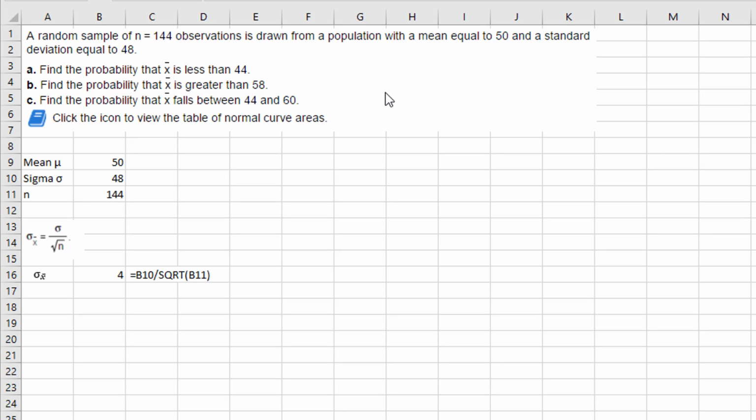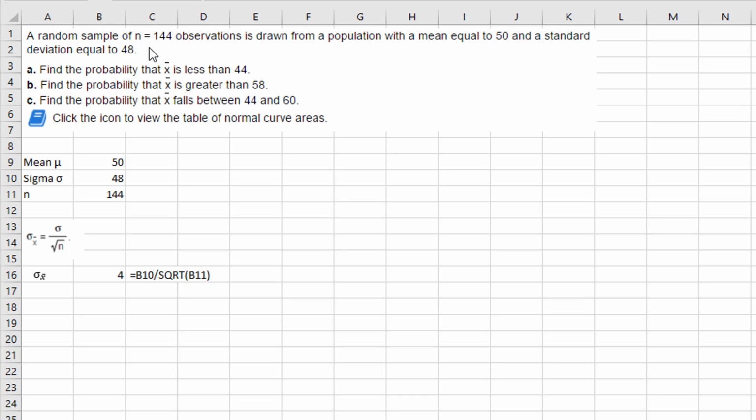Well, folks, we're not going to use the table. We're going to use technology. It's a lot faster and you make fewer errors. When you look at this problem, notice that we've got an n of 144. And remember, our rule of thumb for using the Central Limit Theorem to help us solve these problems is that we need a large sample, which we define as 30 or greater. So this qualifies. We've got 144 observations.